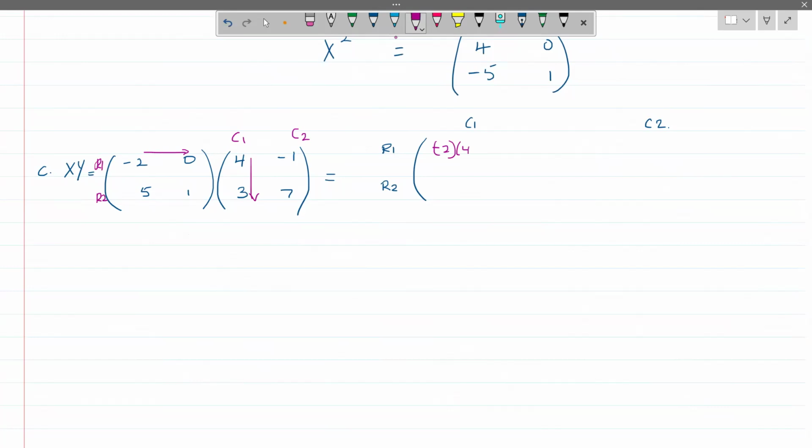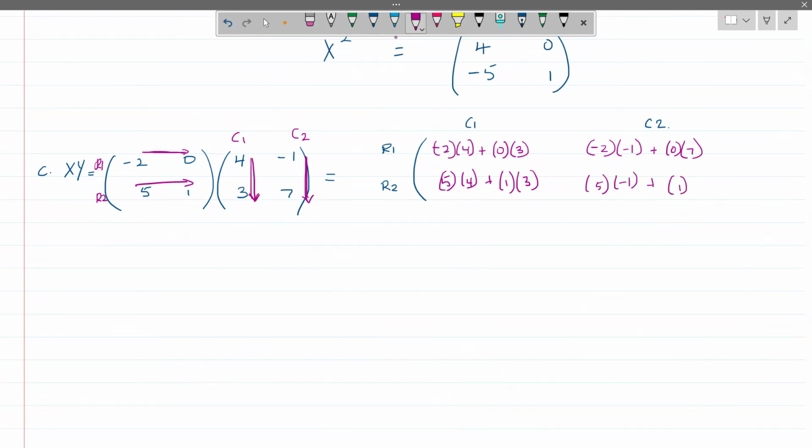-2 by 4 plus 0 by 3. Then I'm doing same row 1 by column 2 now. -2 by -1 plus 0 by 7. Then I'm doing row 2 by column 1. 5 by 4 plus 1 by 3. Then I'm doing row 2 by column 2. 5 by -1 plus 1 by 7. Right? And then we work this out.